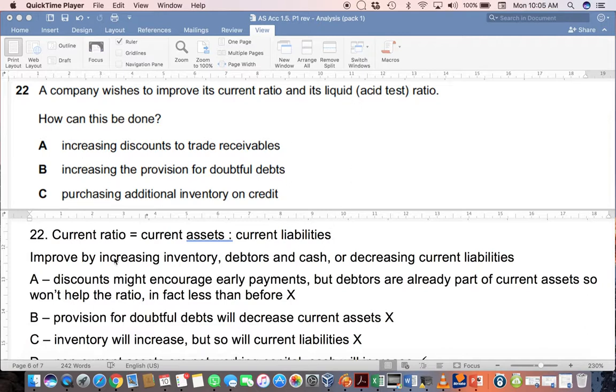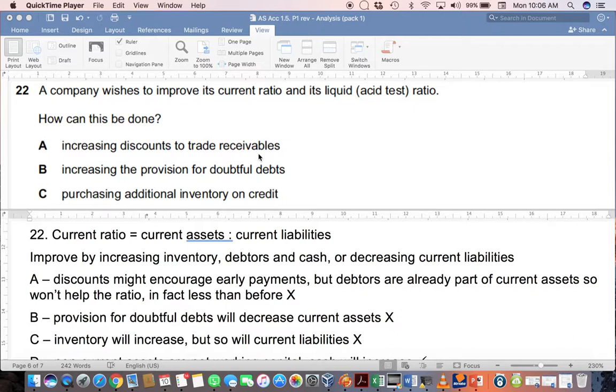Well, you need to keep in mind that you're wanting to improve your current assets or decrease your current liabilities. However, you've got to be very careful that whatever action you take isn't going to just increase both of them at the same time, because that won't actually improve your ratio. So let's look at each one.